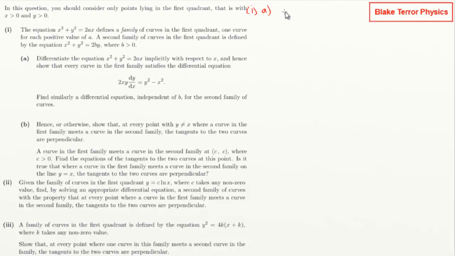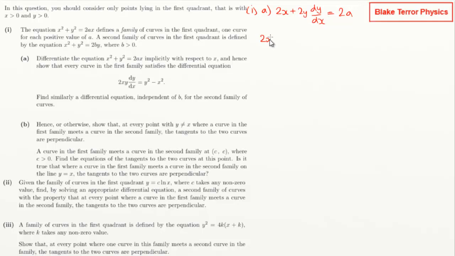Hopefully I'm not really wrong about that. So we're differentiating this implicitly with respect to x. Okay, so we've got 2x plus 2y dy/dx is equal to 2a, and clearly we're going to want to multiply by x here in order to get an x squared and an xy and all the other things they've got in the answer.